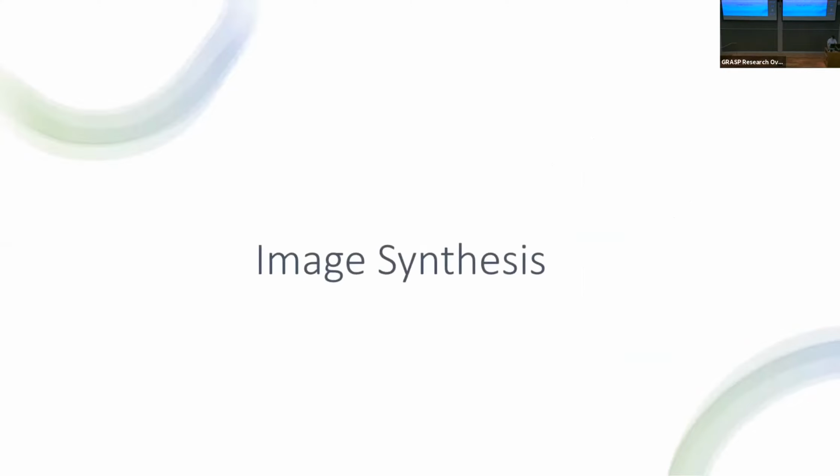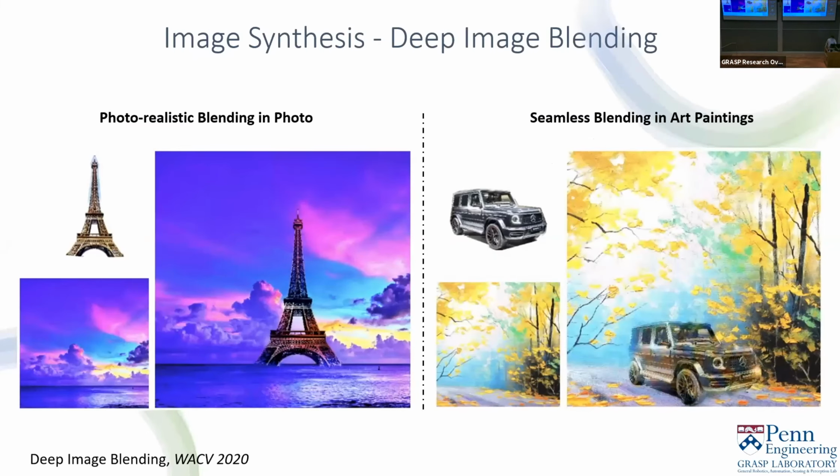The next thing I'm going to talk about is the image synthesis part. We have also spent a lot of time trying to study how we can do image synthesis better, basically regenerating the visual world. The first task we did many years ago is called image blending. Given a foreground object with a not very precisely cropped mask and a background image, can we composite the foreground automatically into the background image such that it looks realistic?